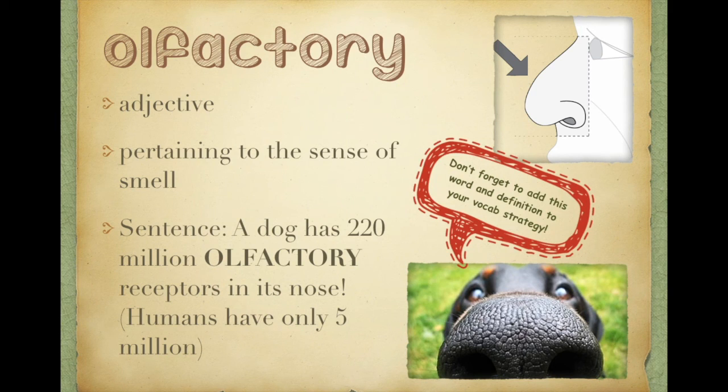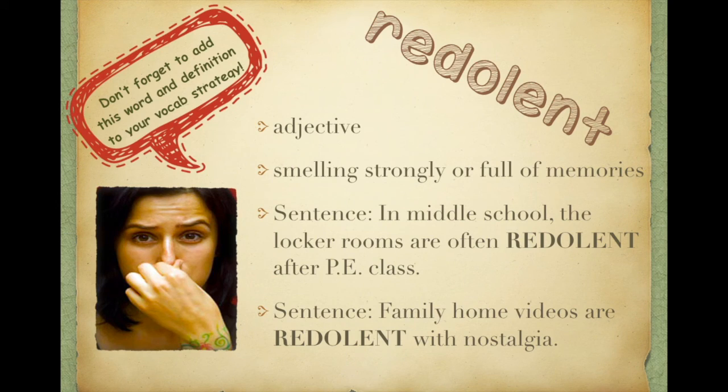Your second and last word that uses this root is redolent. Redolent is another adjective. It's a describing word, and it means smelling strongly or full of memories. And you may know that your sense of smell is highly connected to our memory banks. So when we smell something that reminds us of something that's happened in our past, there's a very strong correlation there. So the sentence on the screen here reads, in middle school, the locker rooms are often redolent after PE class. So there you have the smelling strongly definition. And then your second sentence reads, family home videos are redolent with nostalgia. So they're full of memories.